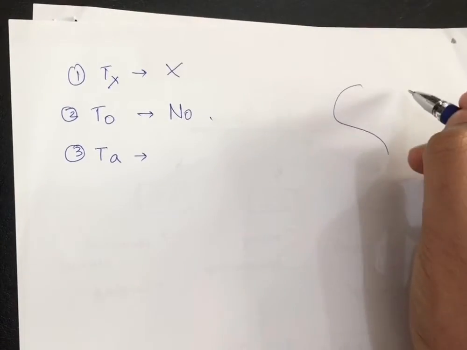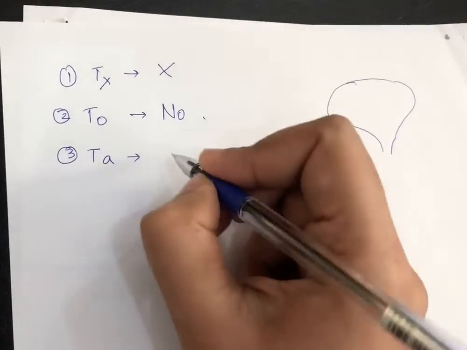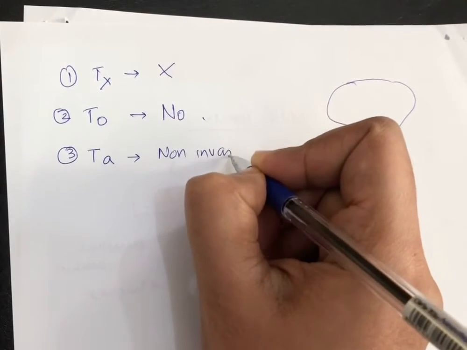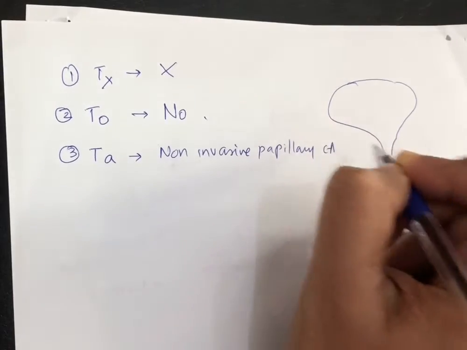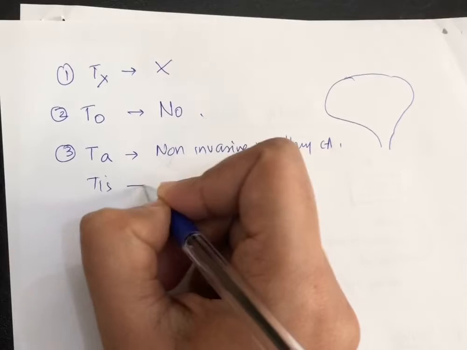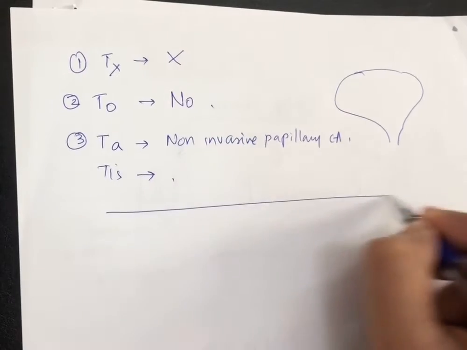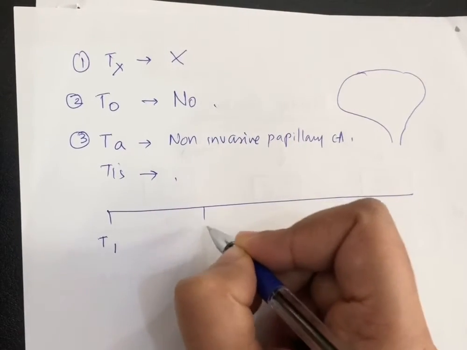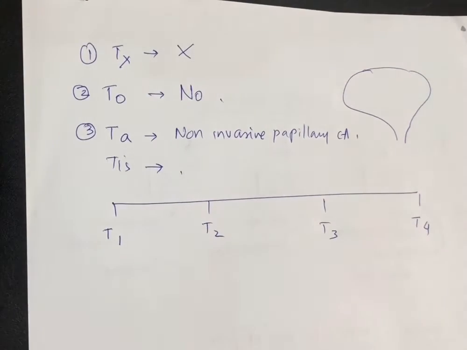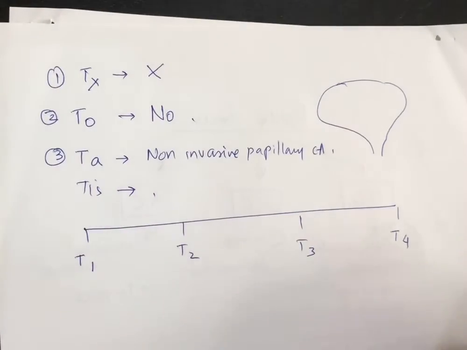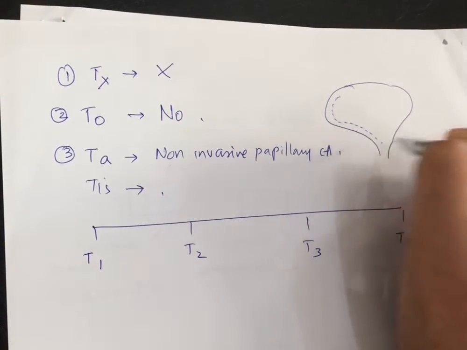Suppose this is the bladder, it has not invaded. It is a non-invasive papillary carcinoma. Then TIS is carcinoma in situ. Now coming to T1, T2, T3 and T4. What is T1? T1 is if it involves the subepithelial connective tissue, which is the lamina propria.